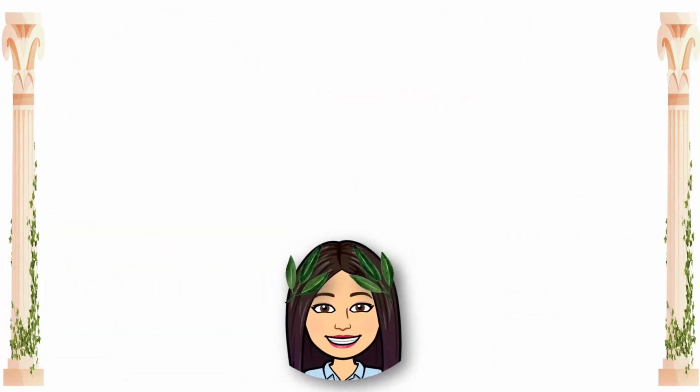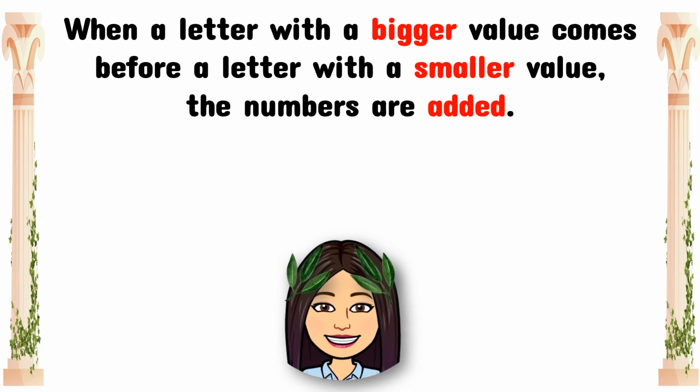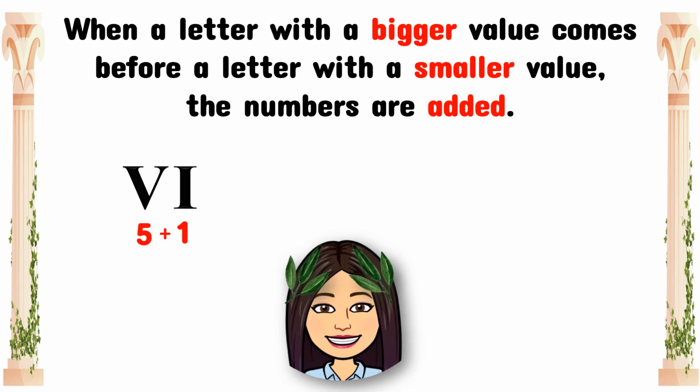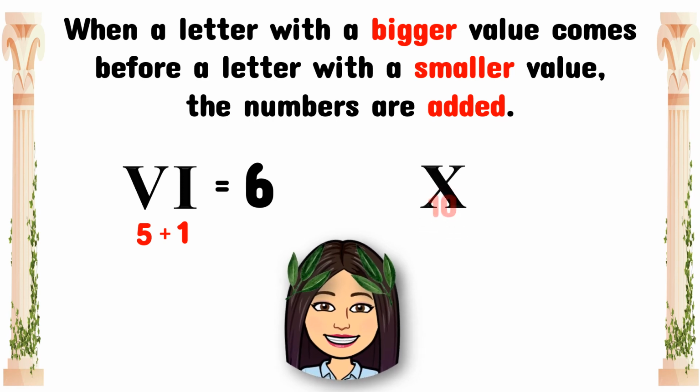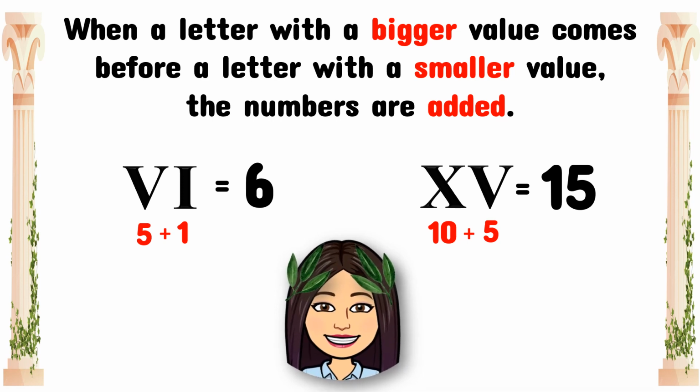When reading and writing numbers in Roman numerals, remember, when a letter with a bigger value comes before a letter with a smaller value, the numbers are added. For example, the letter V, which is 5, comes before I, which is only 1, and 5 is bigger than 1, so we add 5 plus 1, and it is equal to 6. The value of VI is 6. Here is another example. X, which is 10, if written before V, which is 5, we add the numbers 10 and 5, we get 15. So the value of XV is 15.